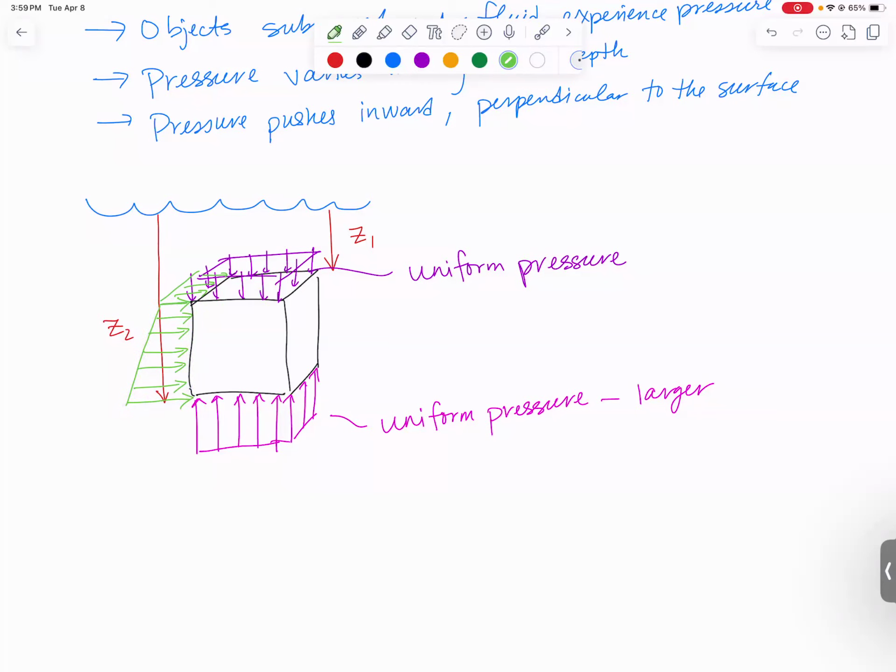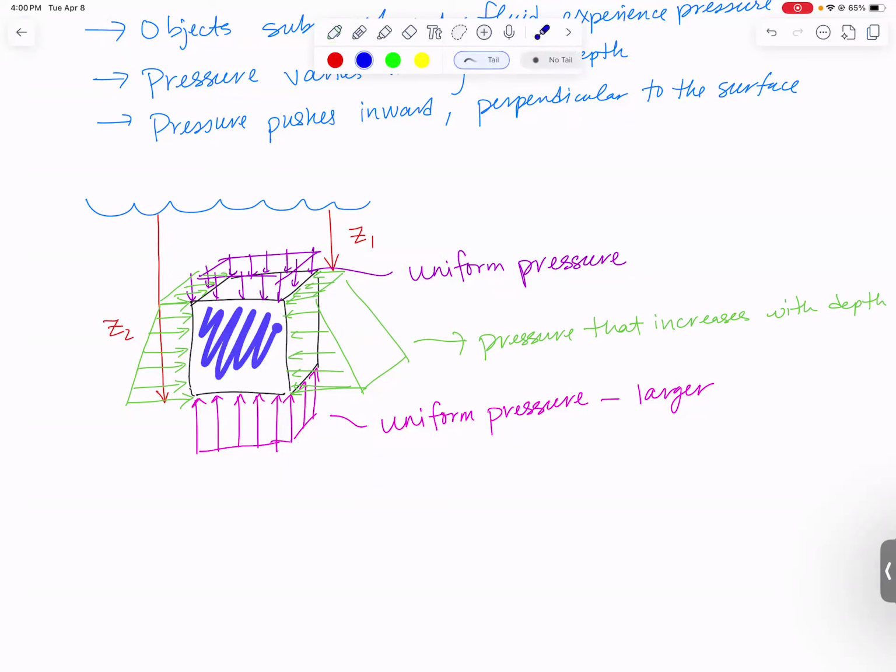What about the other side? It's going to look exactly the opposite. Big pressure on the bottom, smaller one at the top, linear variation. So on the sides, we're going to get a pressure that I drew in green that increases with depth. Okay, I didn't draw the pressure on the front face or the back face, but the same thing would happen on the front face.